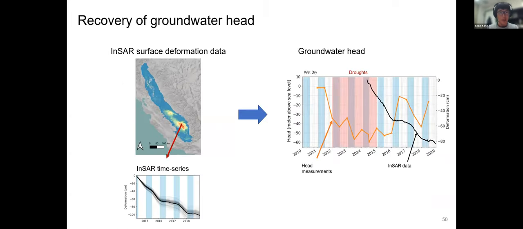But the goal of this study was recovering groundwater head from this InSAR data. And if this was actually possible, what's really cool is that you have many InSAR time series throughout the Central Valley. It means if you can recover the groundwater head of the deep confined aquifer at each point, you can have a recovered head value for the entire Central Valley. This could make a pretty big impact, but you need to start with a single point. And that's the focus of this talk.